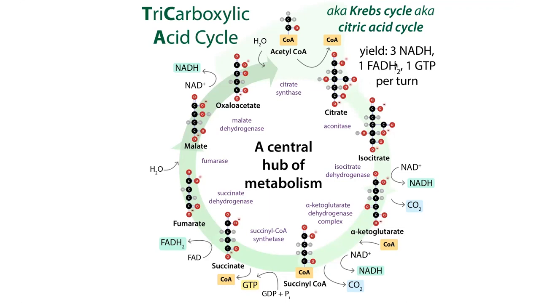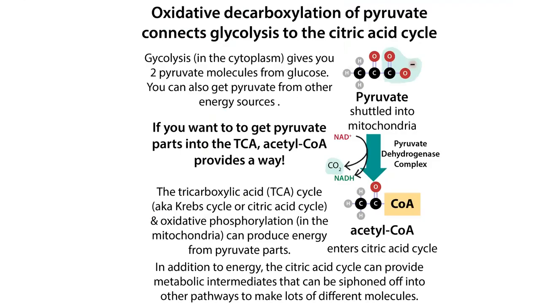Each turn of the cycle, we're getting 3 NADH, 1 FADH2, and 1 GTP. And if we were doing this from glucose, we'd be doing this cycle 2 times because we'd have 2 acetyl-CoAs because we had 2 pyruvates. But how do we get from pyruvate to acetyl-CoA? In order to do that, we have to oxidatively decarboxylate it.